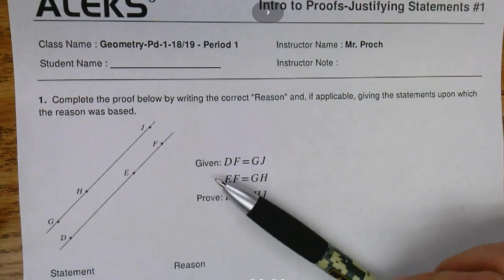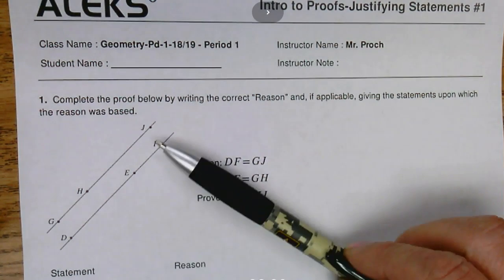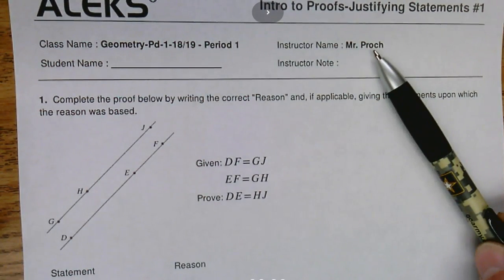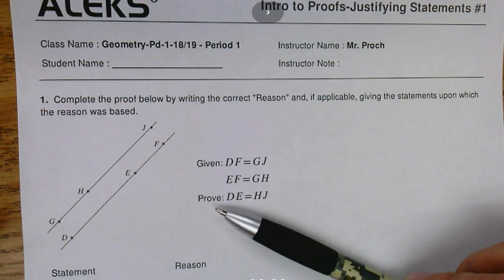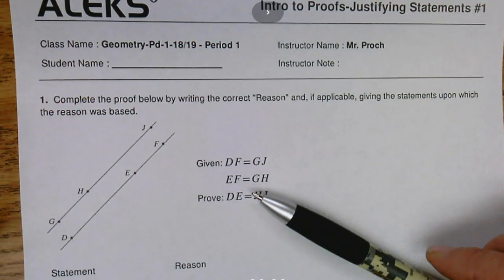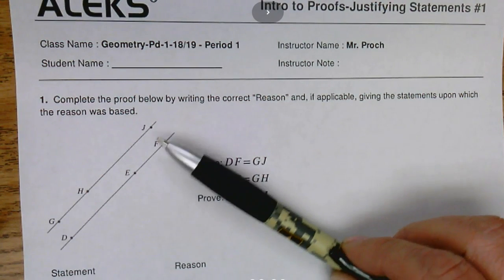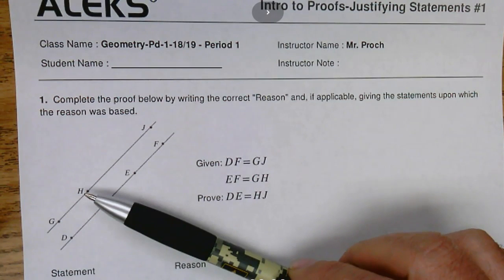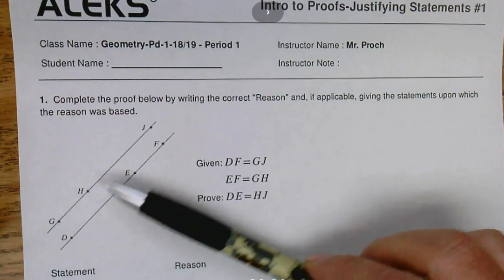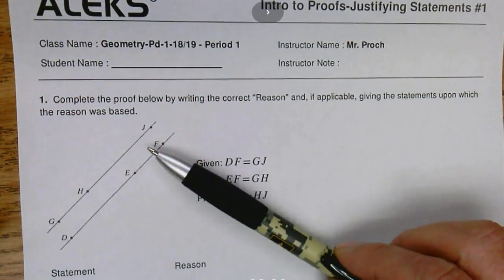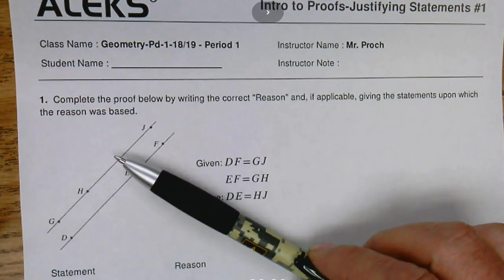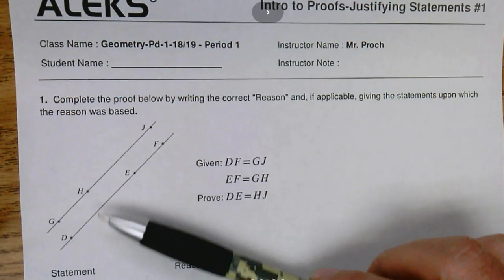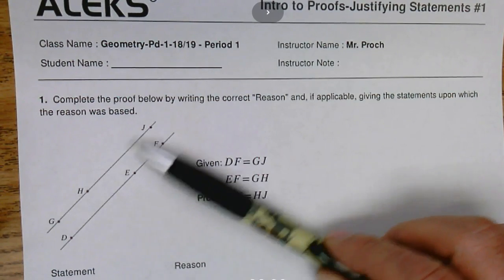So here the given is DF equals GJ. So then we know these lengths, DF and GJ, are the same. They're equal to each other. And also, EF is equal to GH. So we know this little part of the section here is also equal to this section here. We could probably think that if these two are equal and these two are equal, there's only two sections left, so they must be equal to each other as well. And that's what it wants us to prove, DE equals HG.